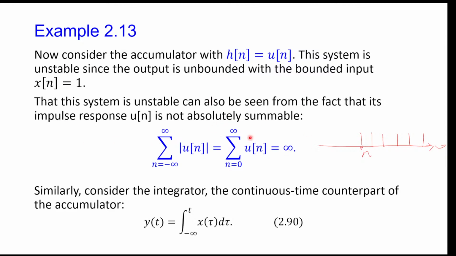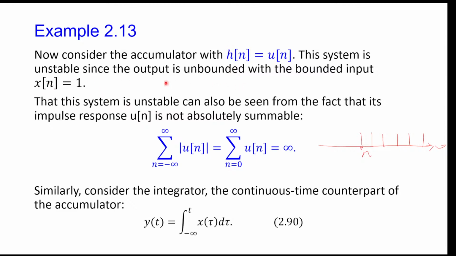Okay. And now we see an unstable system. That's the accumulator. The accumulator we saw today is a system with h of n equal to u of n. Okay, and we can check that this is unstable in two ways. First, we already see this accumulator keeps adding things together. So if the input is always 1, the output is basically infinity.